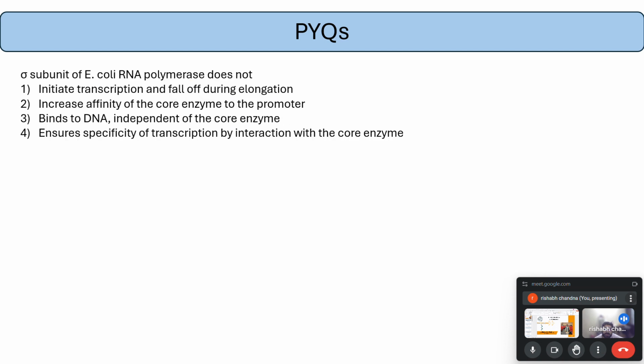Okay, now moving on to the next question. Sigma subunit of E. coli RNA polymerase does not initiate the transcription and follow-up during elongation, increase affinity of the coenzyme to the promoter, binds to DNA independent of the coenzyme, ensures specificity of the transcription by interaction with the core enzyme. Okay, so just now, as I have discussed, that this region is recognized by the sigma protein.